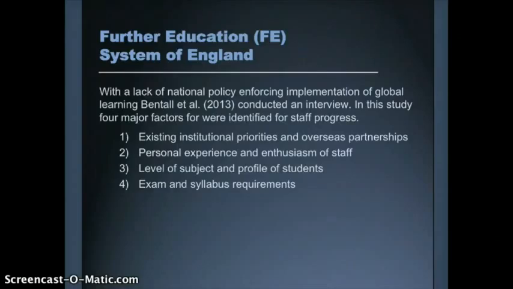When the profile of students is taken into account, we have to think about the demographics and how in touch the community at large is with the idea of global learning. Number 4, examine syllabus requirements. This is something that we can see internationally as both an impediment and a tool to be used in order to integrate global learning. If exams and syllabi require individuals to integrate global learning into their classrooms, it's more likely that it will do so.